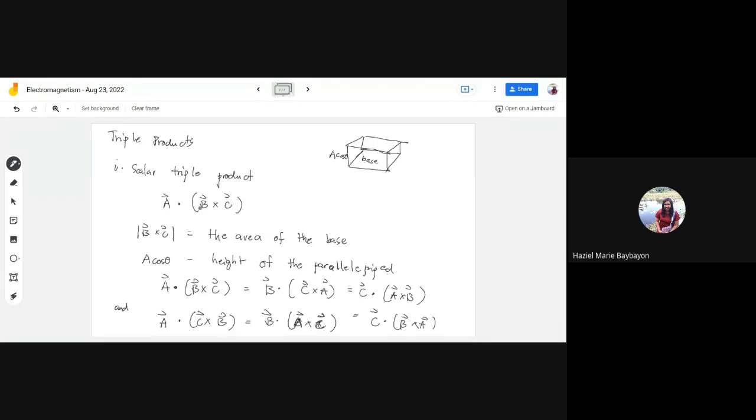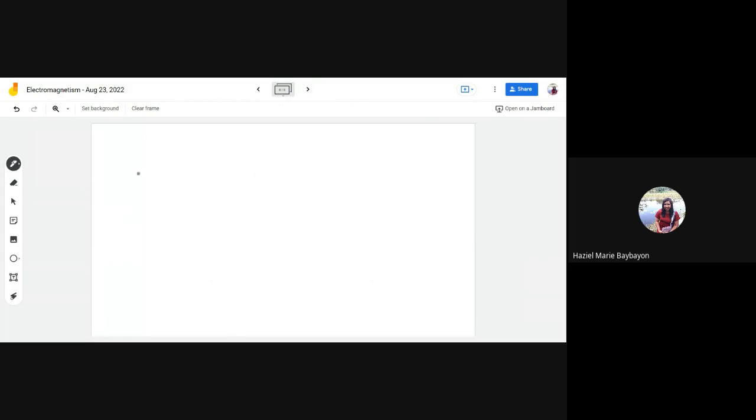Now, in component form, class, the scalar triple product A dot B cross C can be written as the determinant of a matrix. The first row is the components of A, so you have A sub X, A sub Y, A sub Z. The second row is B sub X, B sub Y, B sub Z. The third row is the components of C, so we have C sub X, C sub Y, and C sub Z.